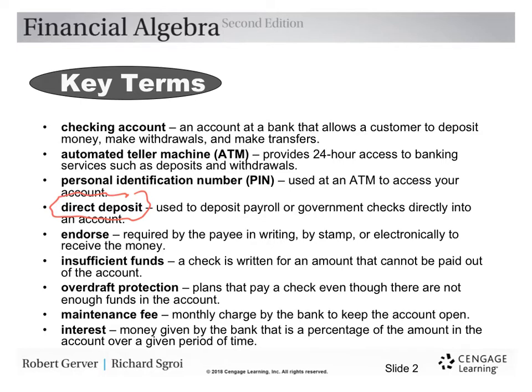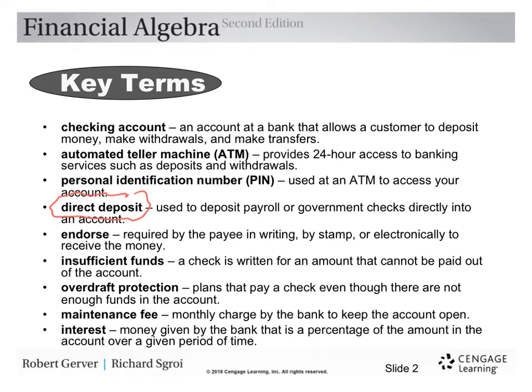Endorse. This simply means this is required by the payee in writing, by stamp, or electronically to receive the money. You get a check, you must endorse it, okay? Insufficient funds. A check is written for an amount that cannot be paid out of the account. In other words, it's in excess of what the balance is in the account. Overdraft protection, however, helps prevent situations of insufficient funds. These are plans that pay a check even though there are not enough funds in the account.